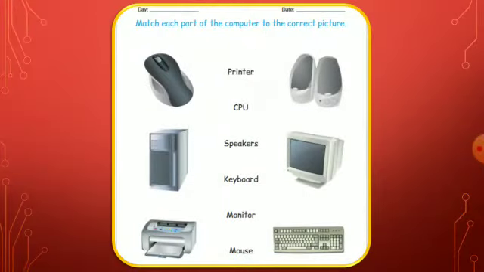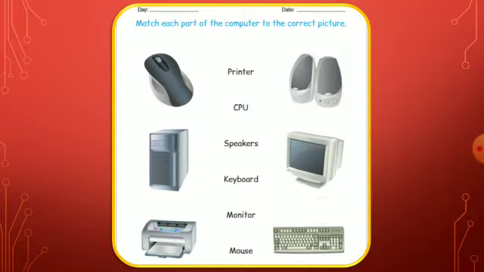Okay, learners of Advanced Montessori, now I have an activity worksheet for you. Okay, this activity worksheet, day is mentioned, date is mentioned. We are going to write day, we are going to write date, and let's see what the heading says. Match each part of the computer to the correct picture. Here in the center are given the names of all the parts that we have learned, and you're going to match them to the pictures given on both sides, this side and this side as well.